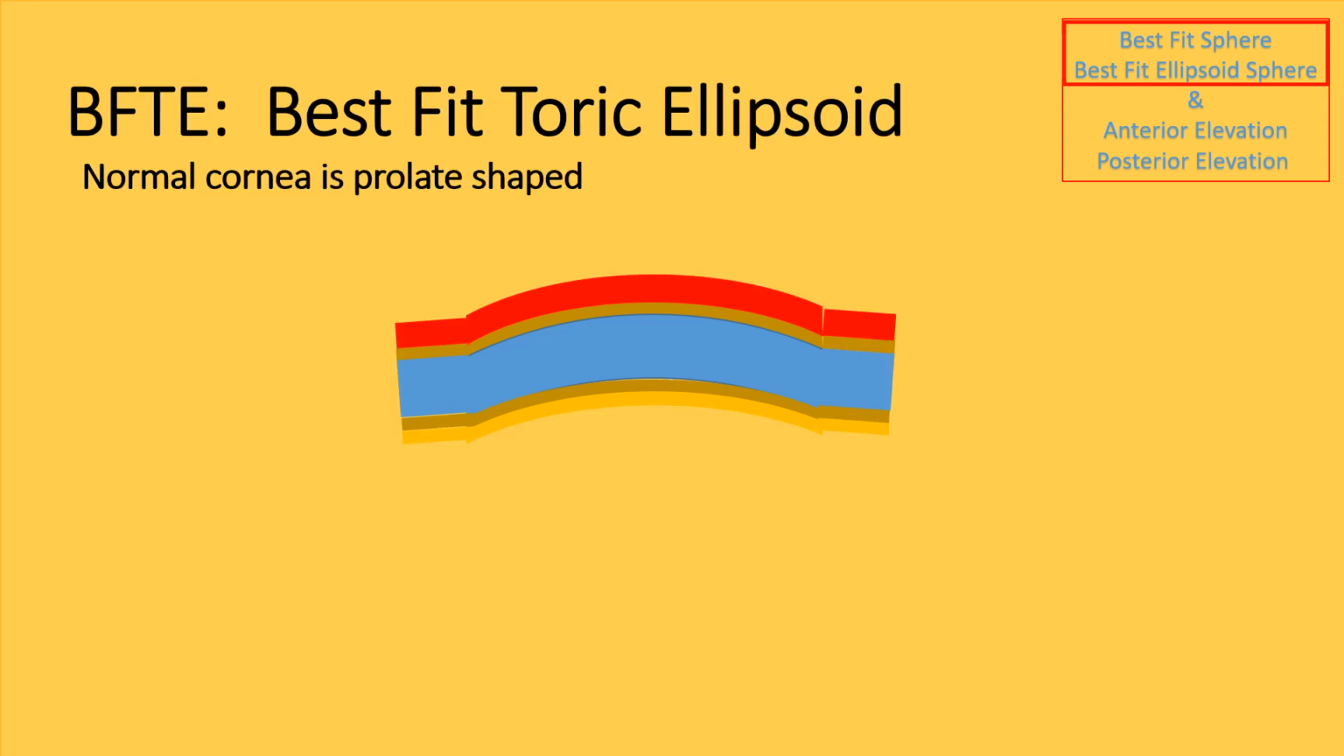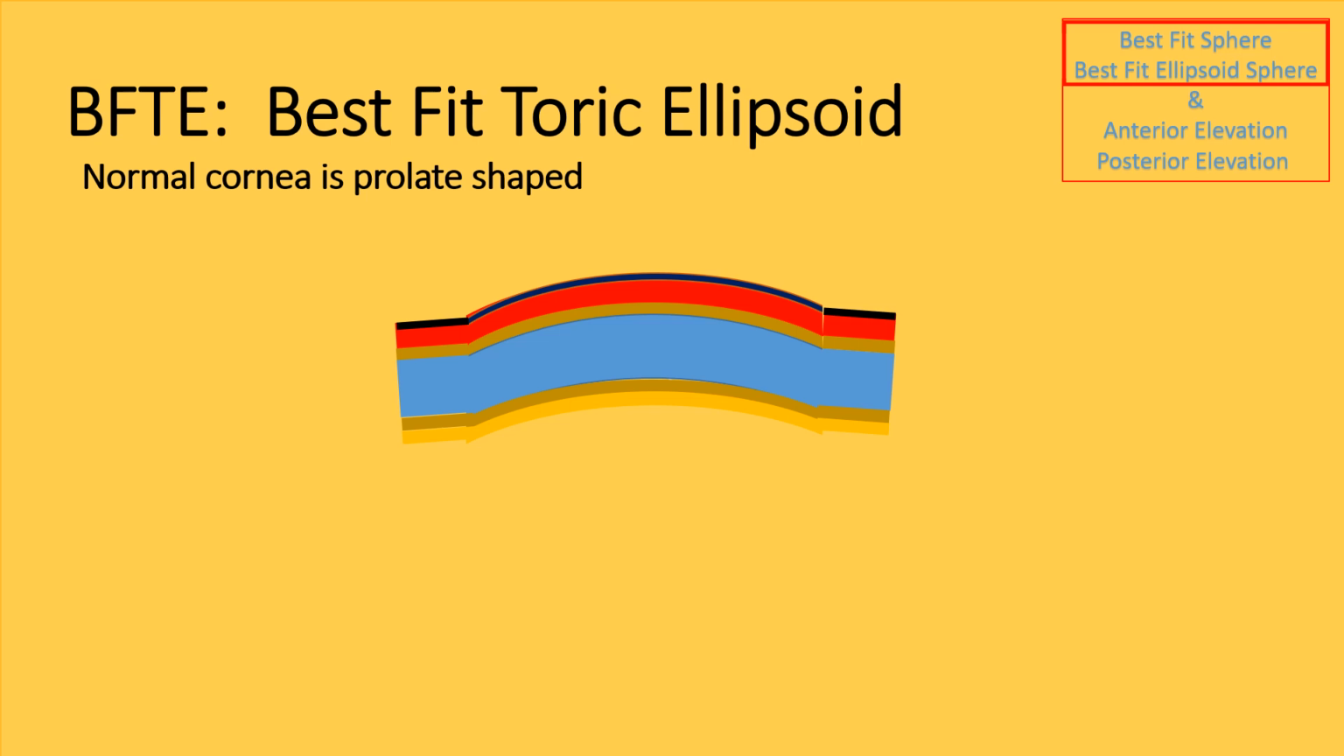Now the next is, what is best fit toric ellipsoid? Remember, the normal cornea is not spherical, it is prolate in shape, which means it is spherical in the center and flatter at the periphery. After having that background knowledge that the normal cornea is not a sphere, let's make the template of an ellipsoid cornea or a prolate cornea.